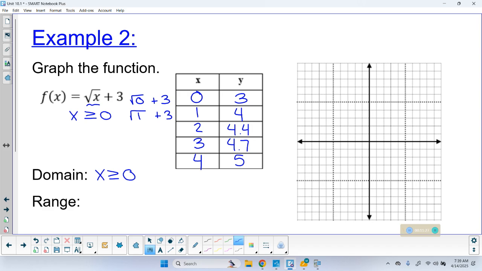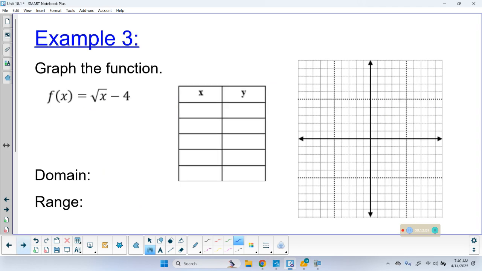Okay, so again, all this can be done in our calculators. So we're going to graph it. First point is at 0, 3, 1, 4, 2, 4.4, 3, 4.7, and then 4, 5. Start at the first point we graphed, follow the others, and create one arrow. So now from there, our range. So the first y value is 3. The y values from there keep increasing. So it has to be y is greater than or equal to 3.